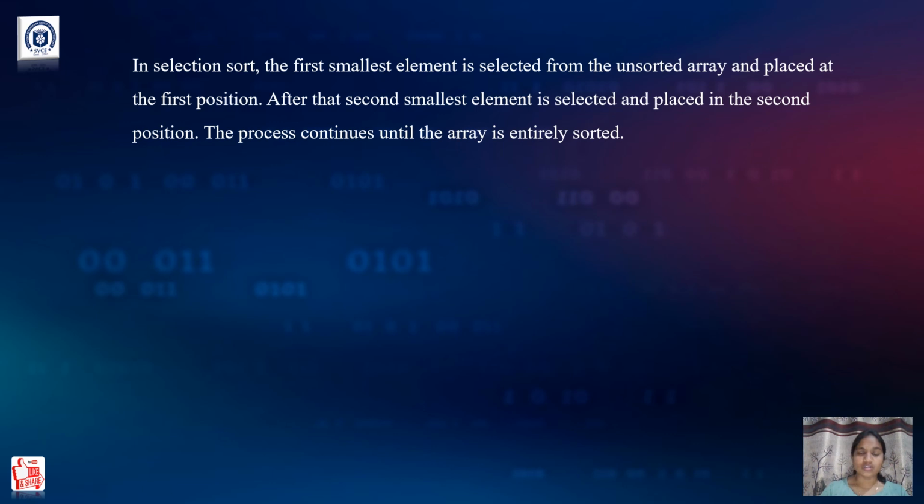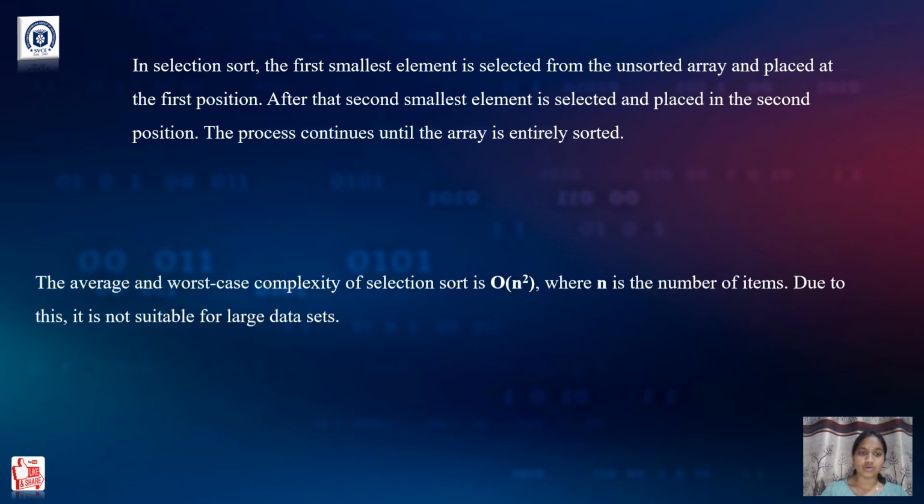In selection sort, the first smallest element is selected from the unsorted array and placed at the first position. After that, the second smallest element is selected and placed in the second position. The process continues until the array is entirely sorted.